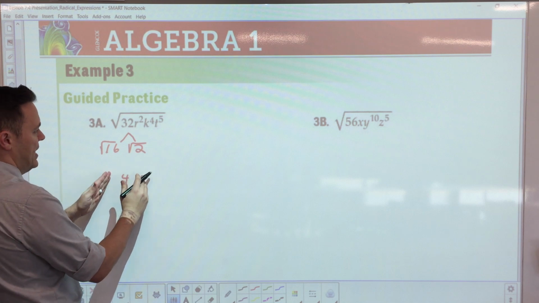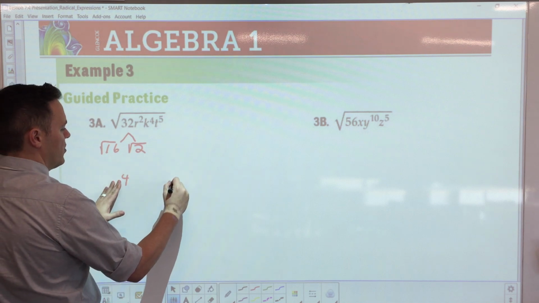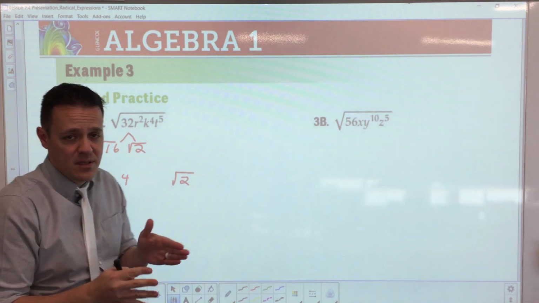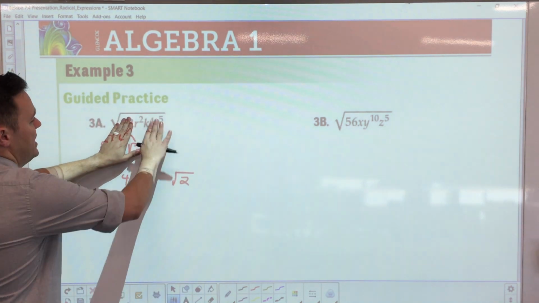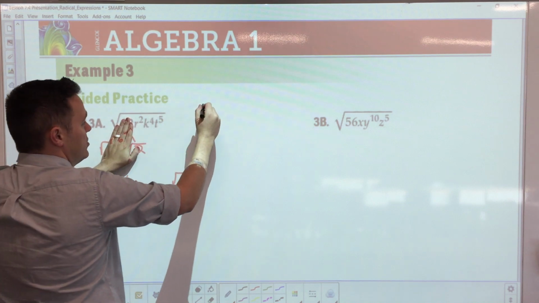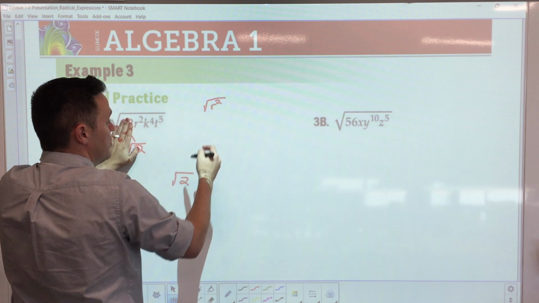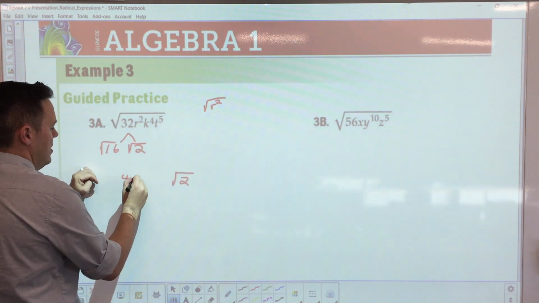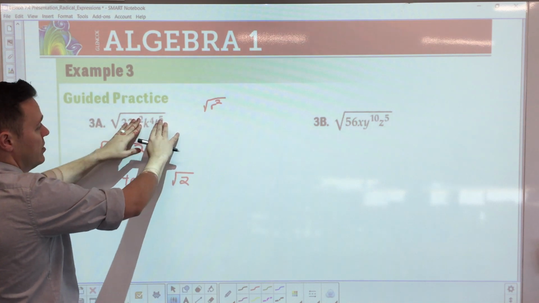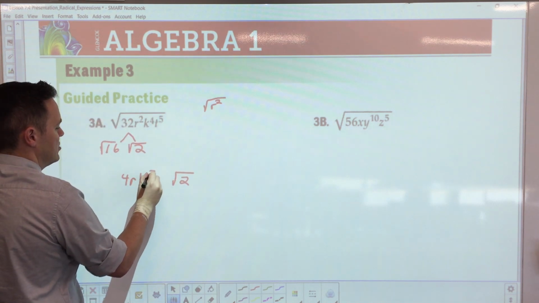That's by itself on the outside. And then over here, I'm going to write the square root of 2. Leave a gap, okay? Because we're going to fill in some blanks here. What would be the square root of r squared? All right, square root of r squared would be r, okay? And then, ladies and gentlemen, what is the square root of k to the 4th? Well, the square root of k to the 4th would be k squared.